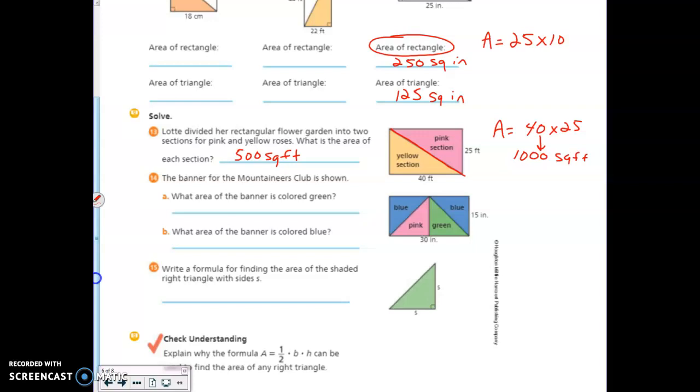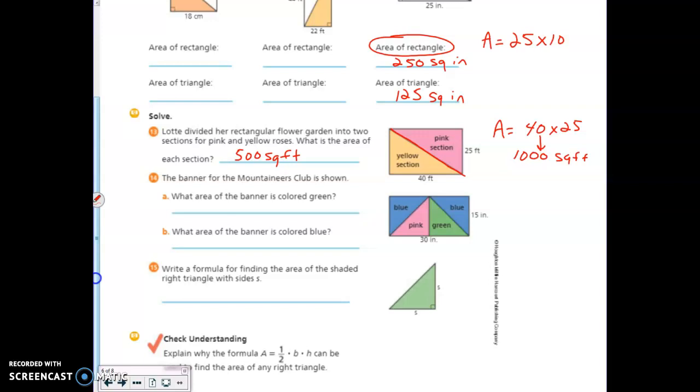We've got a few more triangles in there, and it's not just divided into 2 pieces, but we now have 4 separate triangles inside there. But there are a couple of ways to think about this. So this problem is going to be a little bit trickier. All right. So it says this is a banner for the Mountaineers Club. Okay, so it's like a flag or a banner, and that's the background that they are using there. And part A says, what is the area of the banner that is colored green?